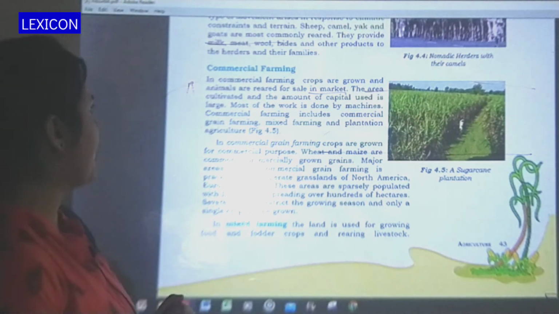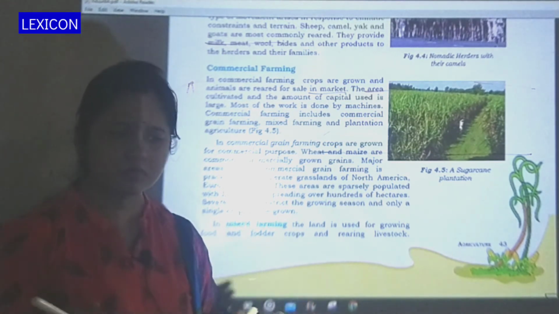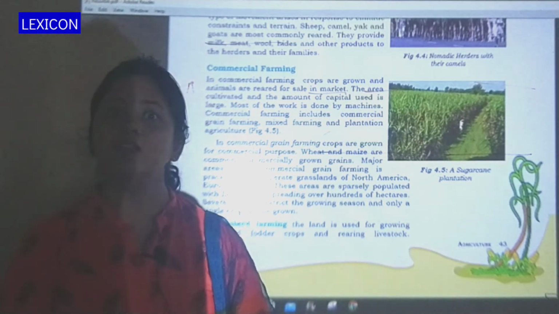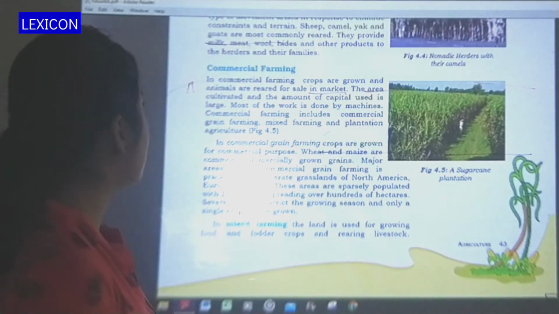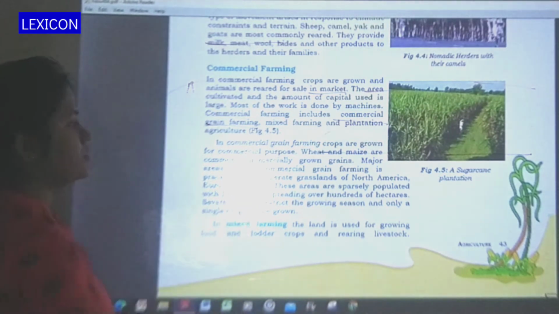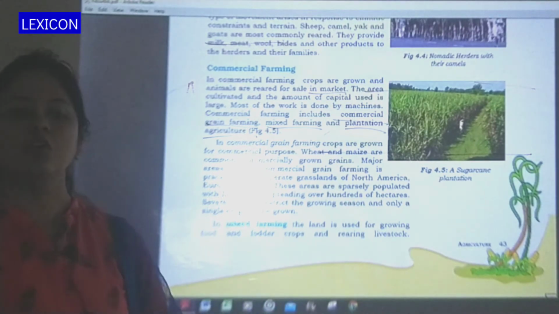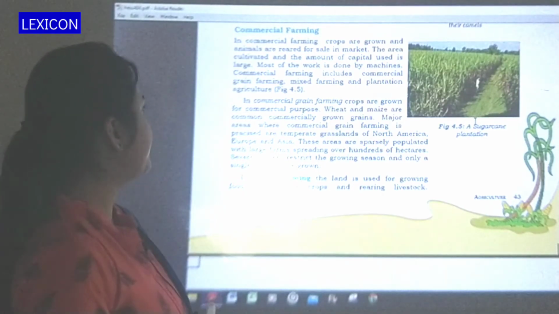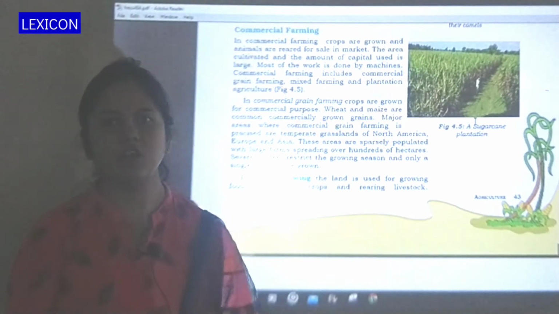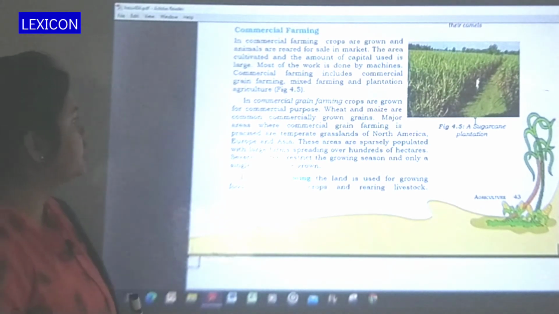Similarly, in commercial farming, the farming we are doing is for the selling purpose. So we need a big land, big machineries with good fertilizers so that we can get good output also. Clear? So commercial farming is divided into three types. The first one is commercial grain farming, the second one is mixed farming, and the third one is plantation agriculture. Okay, so the first type of commercial farming is commercial grain farming. The word grain is here, it means we are doing farming of grains like rice, wheat, barley, maize. All this we grow in commercial grain farming.